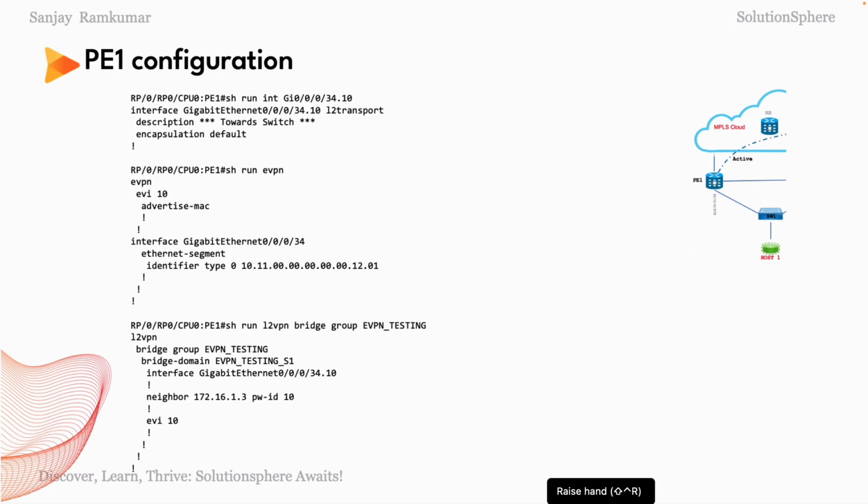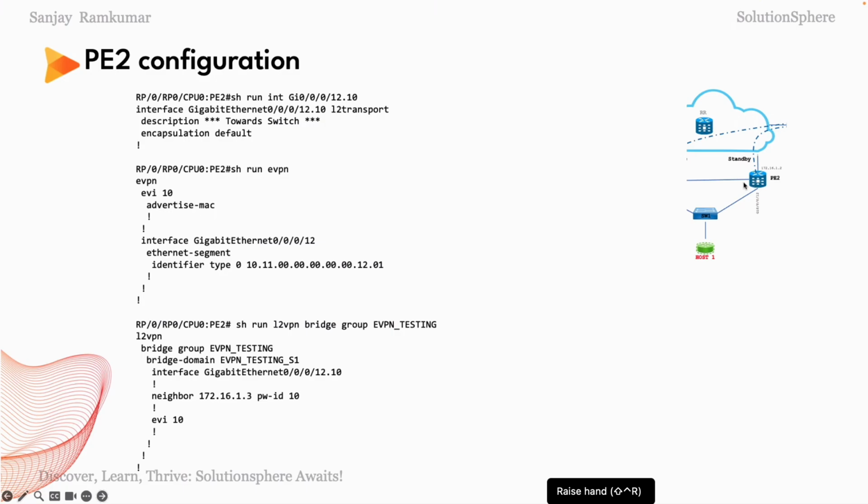We'll go to the next. This is on P2. It is similar to what we have seen on P1, like creating one attachment circuit with encapsulation default. Then on EVPN, creating an EVI and also the ESI. Please make a note that the ESI number is the same on both P1 and P2. And then we are also forming the L2VPN bridge domain, which includes the attachment circuit and EVI for stitching between EVPN and the attachment circuit. Then we are having a pseudowire running between P2 towards P3, as it is. Right. Both are similar.